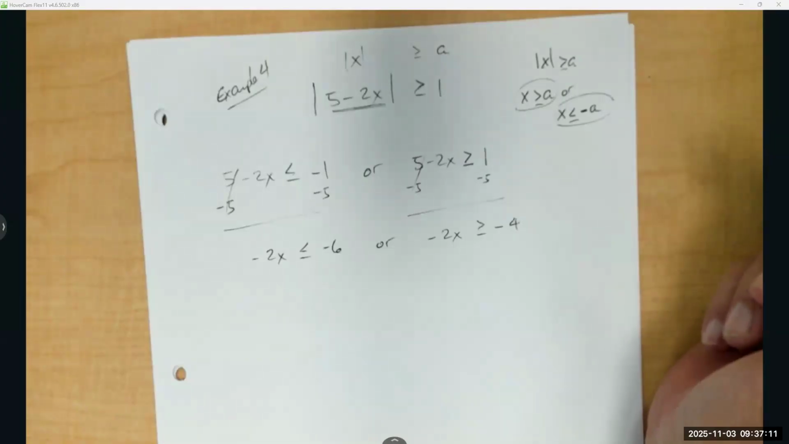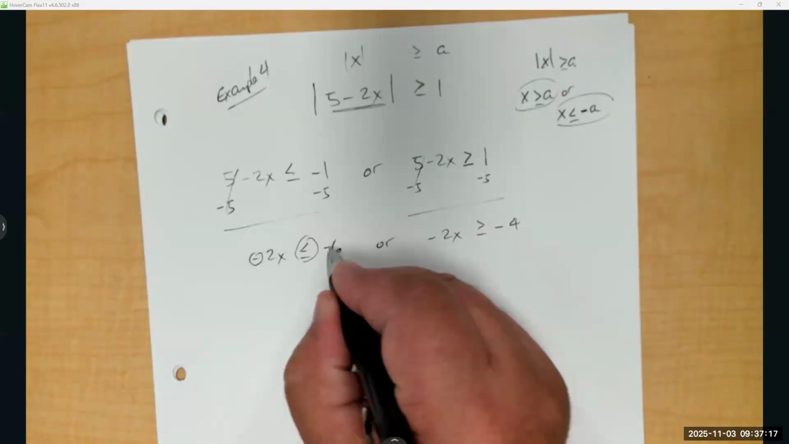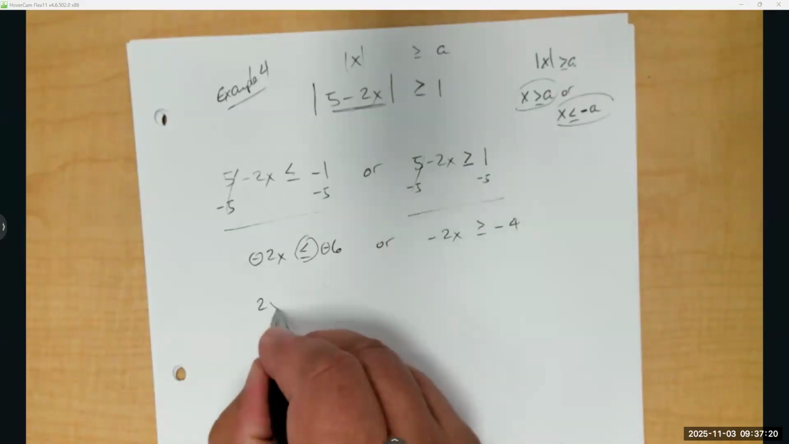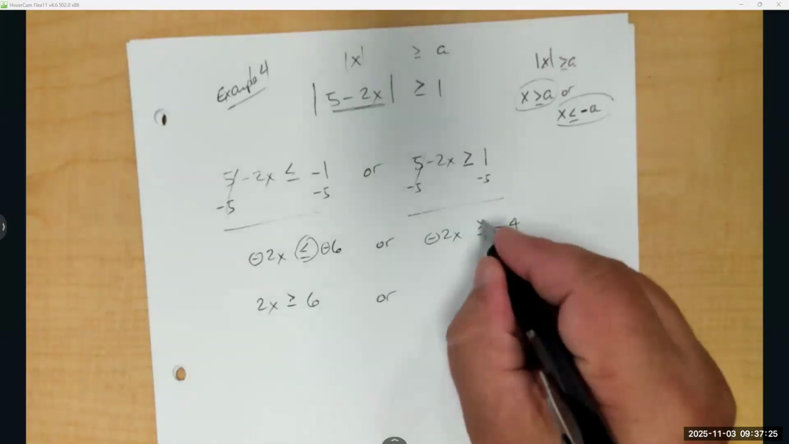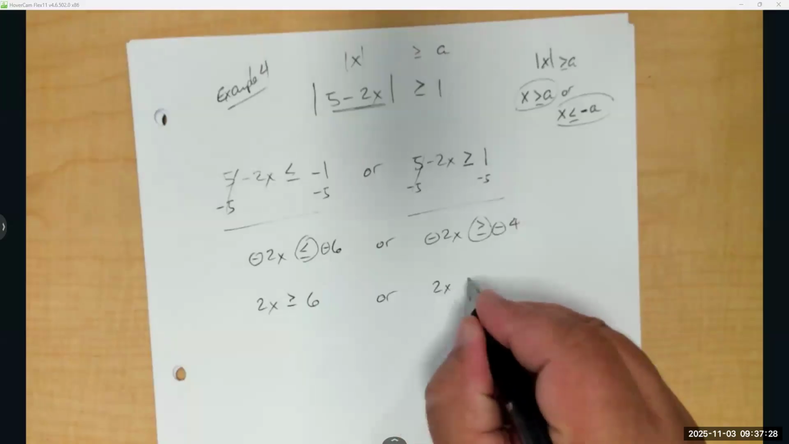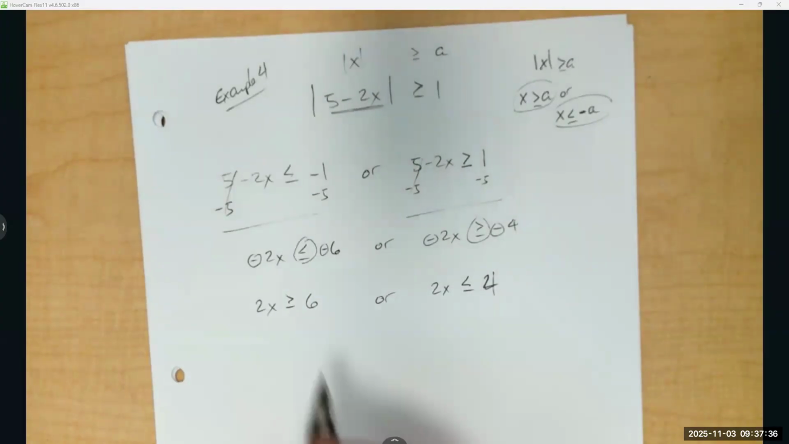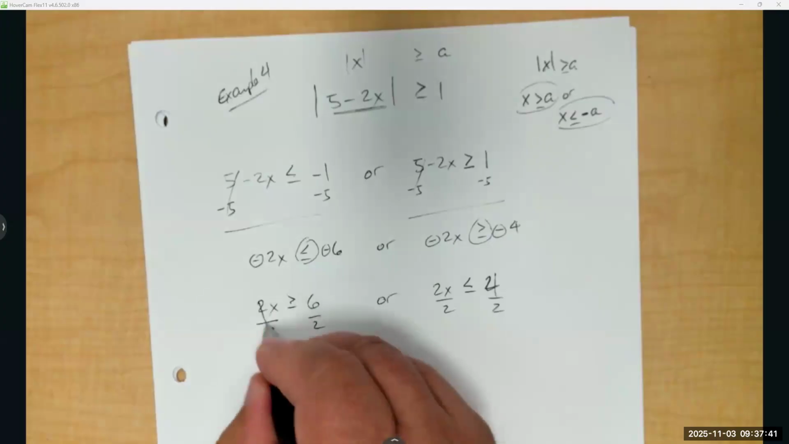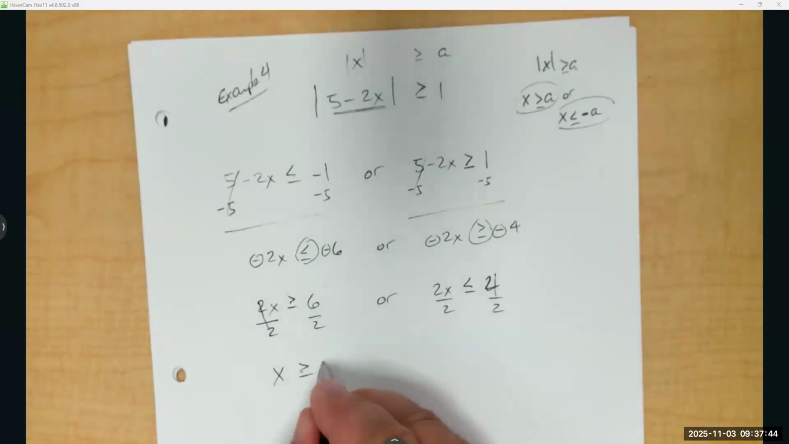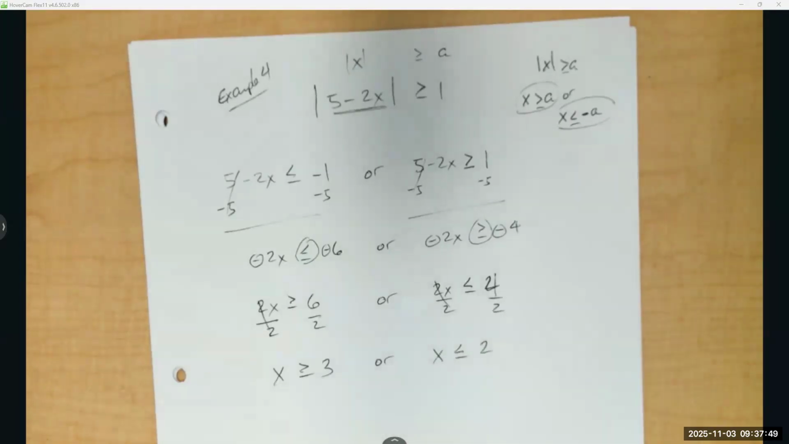Remember our rules about changing signs and inequalities? So I change the sign, I change the direction. So it becomes 2x is greater than or equal to 6, or 2x is less than or equal to 4, I'm sorry. Now we divide by 2. So x is greater than or equal to 3, or x is less than or equal to 2.